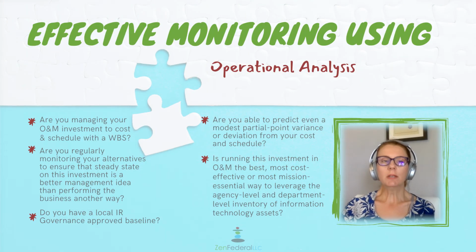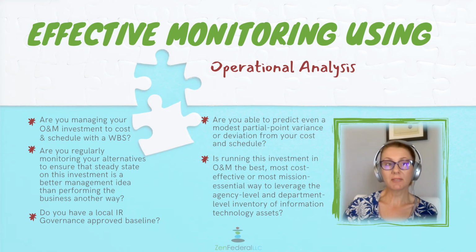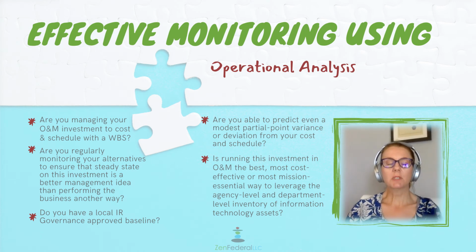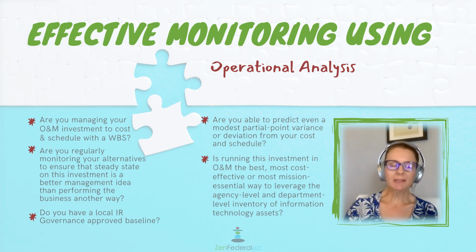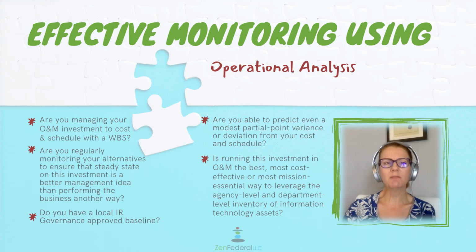If you're using operational analysis effectively to monitor your steady state investments, one of the first ways that you're going to look at monitoring cost and schedule is with the evidence of a work breakdown structure. Do you have a work breakdown structure? Do your work breakdown structure packages align with your cost packages and your schedule? If there's no WBS, as my instructor once told me, it's just BS. Are you able to predict even a partial point variance or deviation from your cost and schedule?